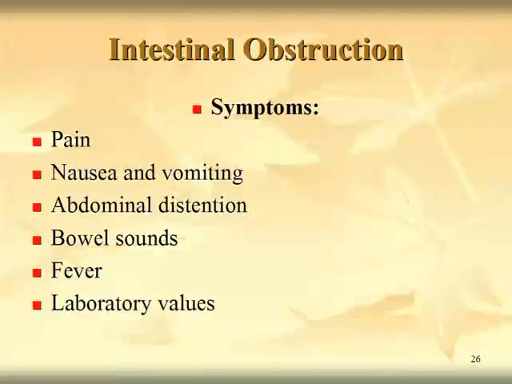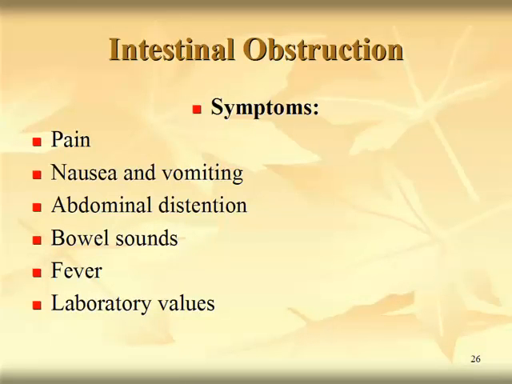Symptoms of patients with obstructions are going to include pain, nausea and vomiting, abdominal distension. Bowel sounds, of course, will be decreased or may not be present at all. The patient may have fever, and the patient will have altered lab values. It can show fluid and electrolyte imbalances, particularly decreased potassium and chloride if they have a lot of vomiting going on. The CT scan can show distended loops of the intestine, and if the patient has fluid and gas trapped in the bowel, the CT scan will pick up on those changes.